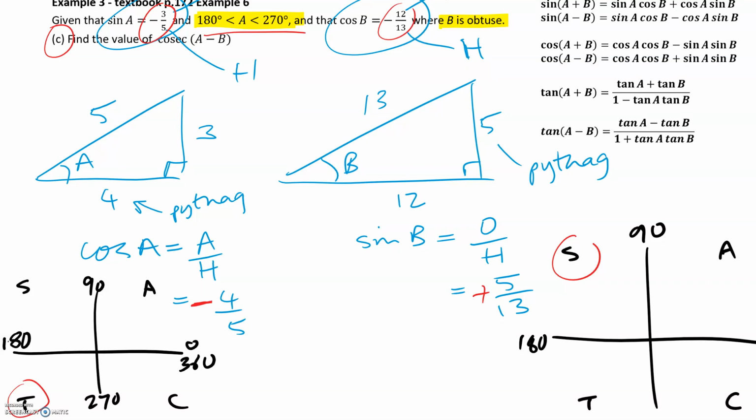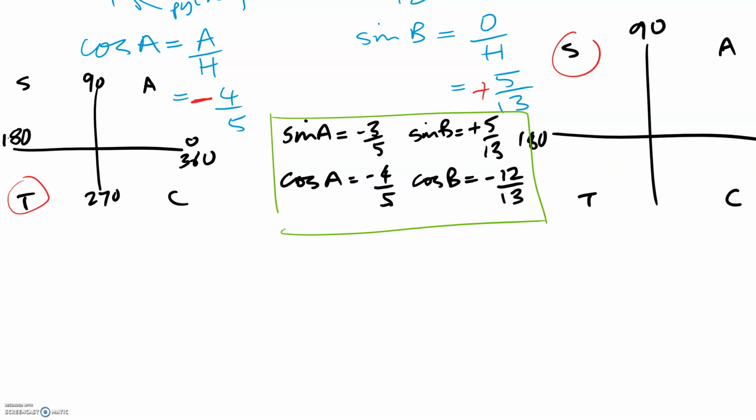So now we could find what tan A and tan B are, but they're just not going to help us for this question because we're only interested in cosec, which is 1 over sine. So we don't really need to worry about tan, although we could work it out if we wanted to. So it might be just worth writing these down now, what all these are before we move on. So I've just done a summary of everything we've done in the green box in the middle of the screen there.